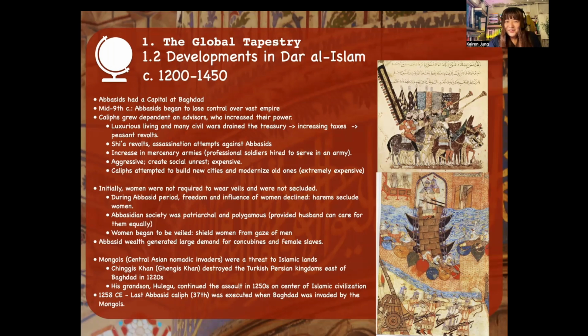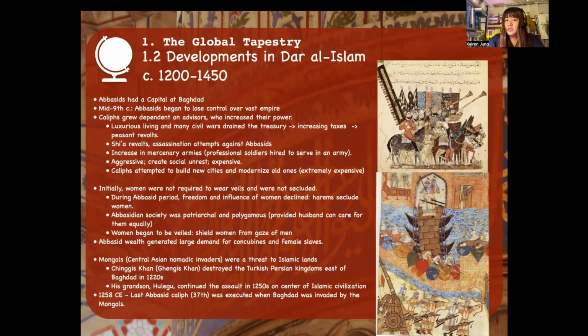But let's go on to the Mongols, right? The Central Asian nomadic invaders. They were a threat to Islamic lands. Chinggis Khan destroyed the Turkish-Persian kingdoms that were east of Baghdad in the 1220s, and his grandson Hülgu continued the assault on the center of Islamic civilization. In 1258 CE, the last Abbasid caliph, the 37th to be exact, was executed when Baghdad was invaded by the Mongols.